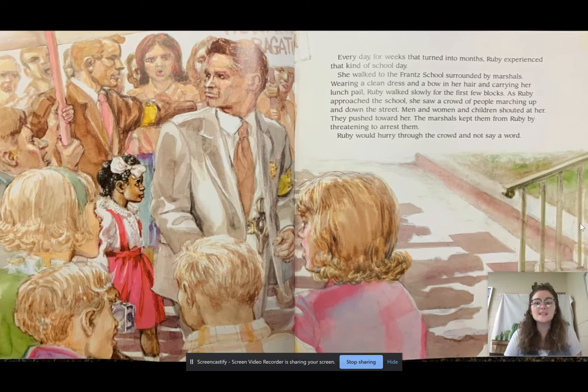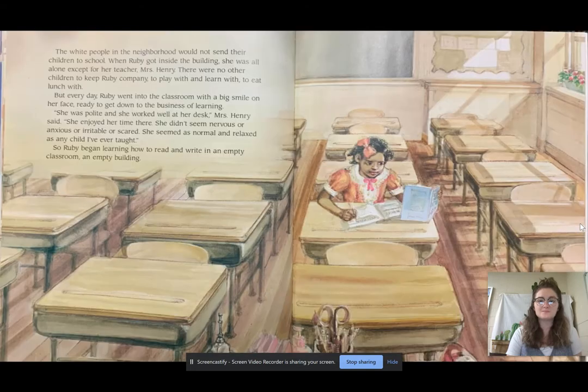Every day for weeks that turned into months, Ruby experienced that kind of school day. She walked to the Frantz elementary school surrounded by marshals, wearing a clean dress and a bow in her hair and carrying her lunch pail. Ruby walked slowly for the first few blocks. As Ruby approached the school, she saw a crowd of people marching up and down the street. Men and women and children shouted at her. They pushed toward her. The marshals kept them from Ruby by threatening to arrest them. Ruby would hurry through the crowd and not say a word.